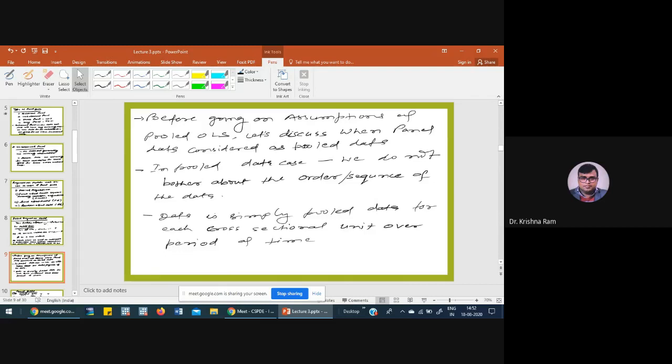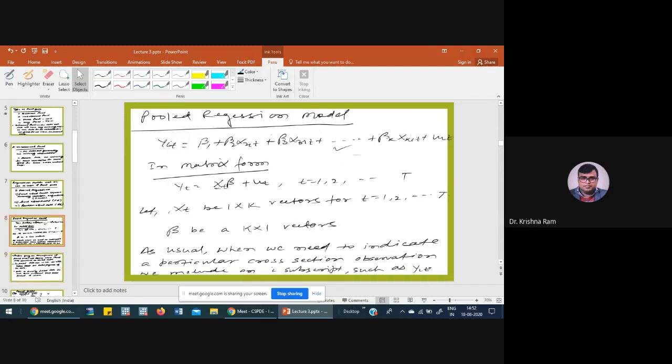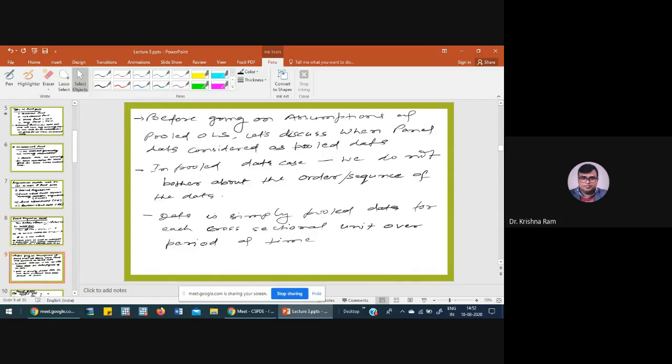So this one is the usual notation of writing a panel data regression model in a matrix form. Before going on to the estimation of OLS, let's discuss first when we consider our data set as panel data, or when we consider the same data as pooled data, because both panel data and pooled data have the cross-sectional and time series component.